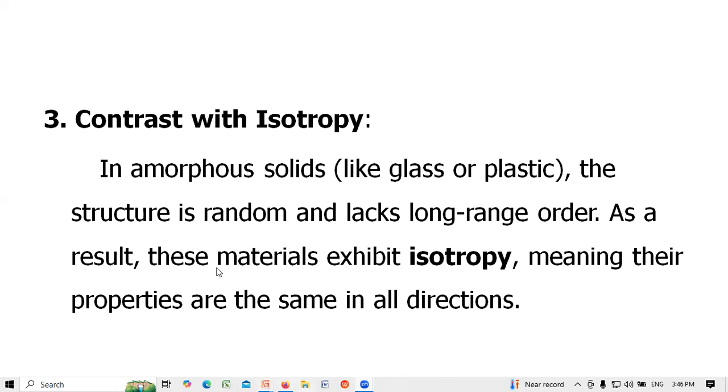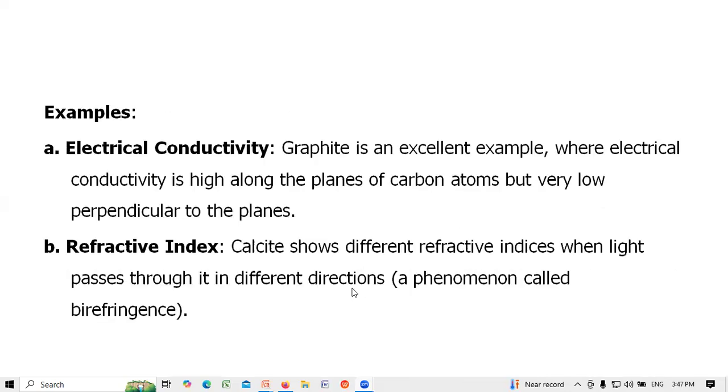Contrast with the isotropy in amorphous solids like glass or plastic: the structure is random and lacks long-range order. As a result, these materials show isotropy, meaning their properties are the same in all directions.